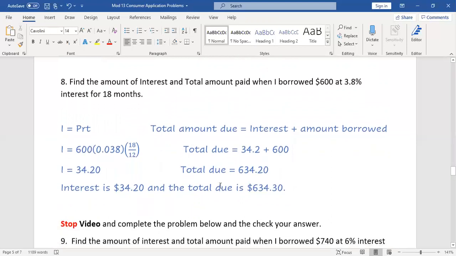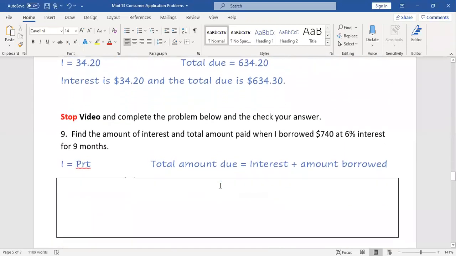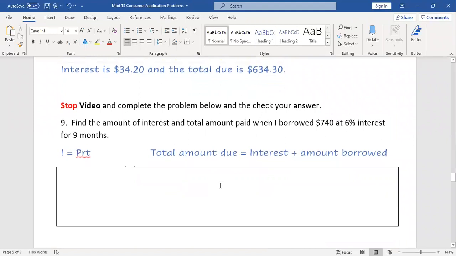Okay, it's your turn. Go ahead and stop the video and give this last problem a try. Well, actually, it's not the last problem. Second to last, I do believe.